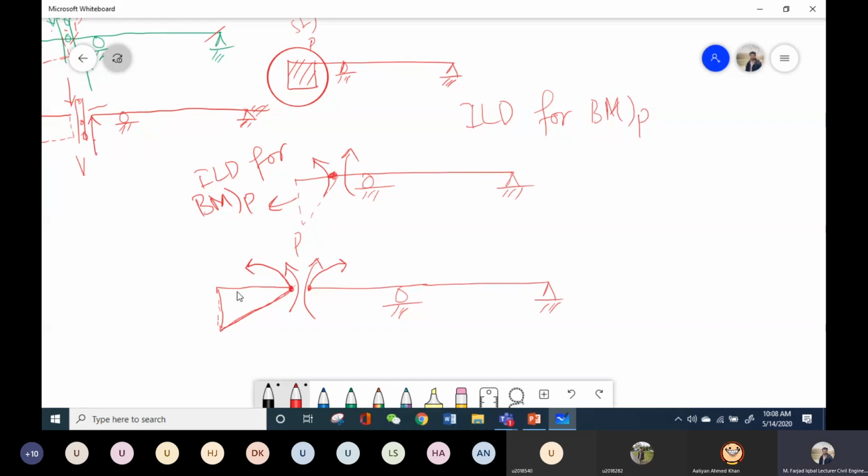Just take a pen in your hand and try to rotate it in the clockwise direction. It will move in the triangular direction or the inclined direction, right?